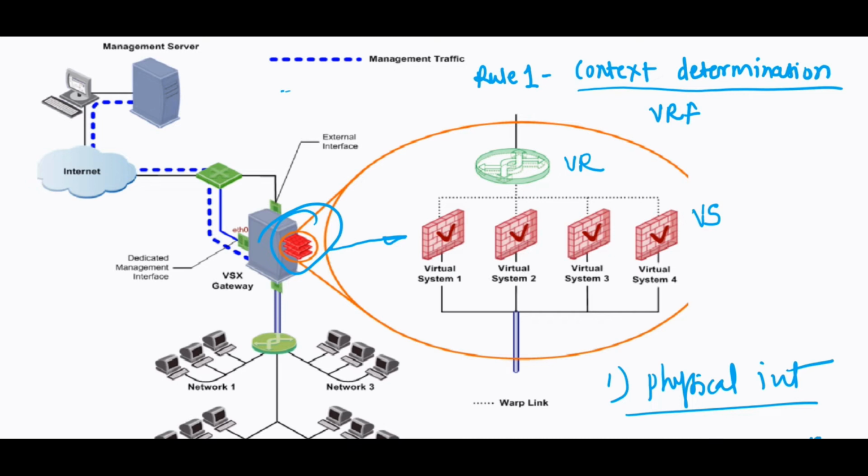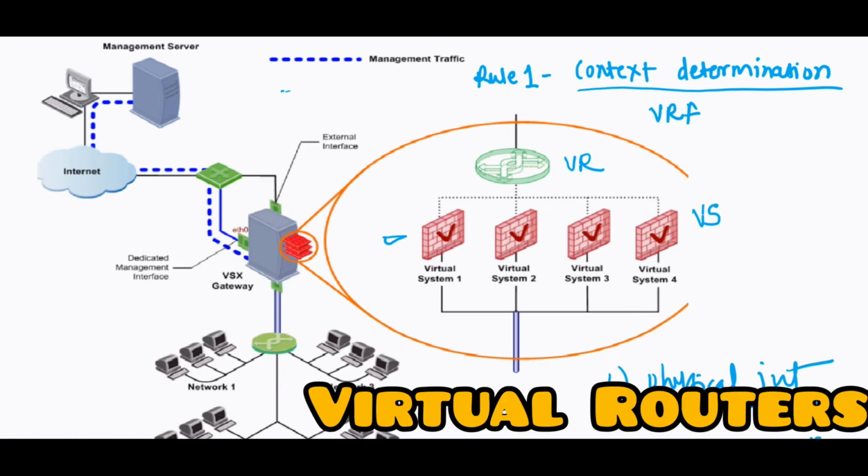these virtual systems. So whenever a packet arrives from the outside world, the packet will be on the dedicated link, and from this virtual system extension VSX gateway, the traffic will be forwarded to the virtual systems based on the configuration. Likewise, consider the scenario where you have a virtual router in place.